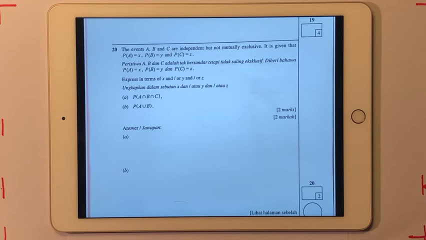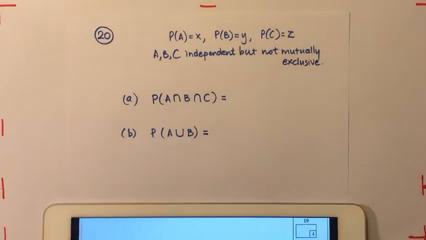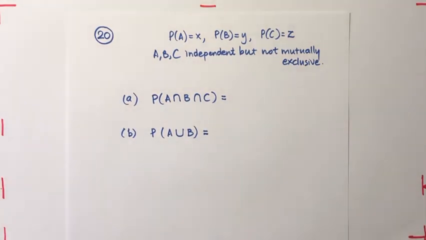Question 20. Events A, B, and C are independent but not mutually exclusive. The probability of A is X, the probability of B is Y, and the probability of C is Z. Express in terms of X and/or Y and/or Z the following: the probability of A intersection B intersection C, and the probability of A union B.